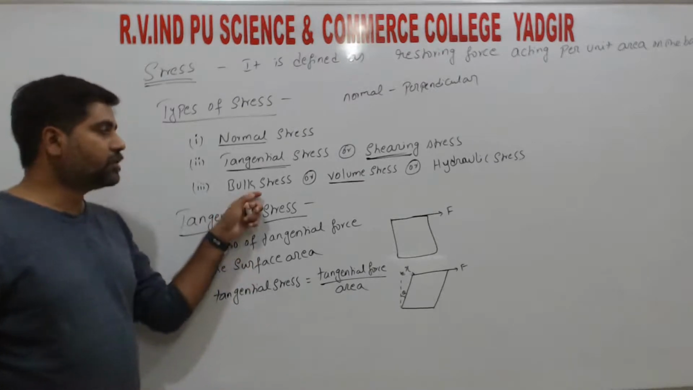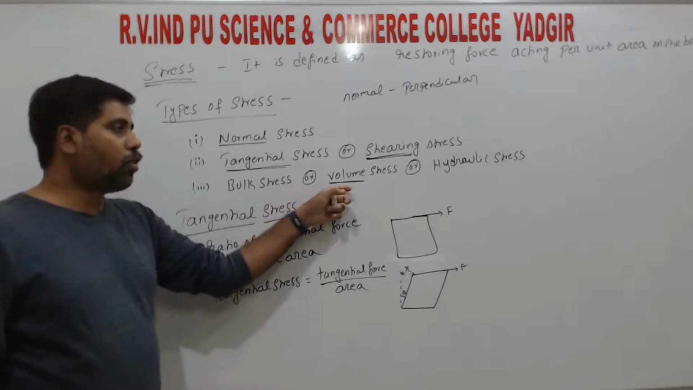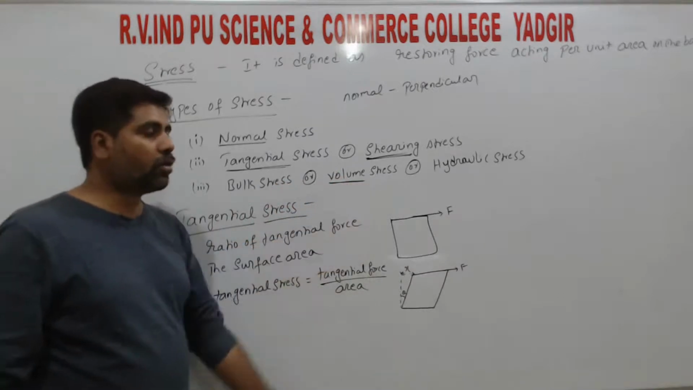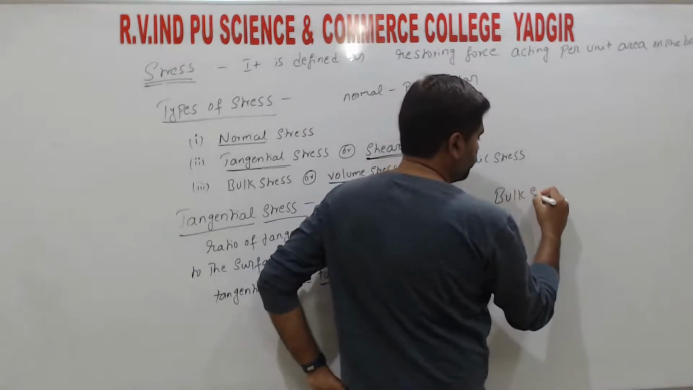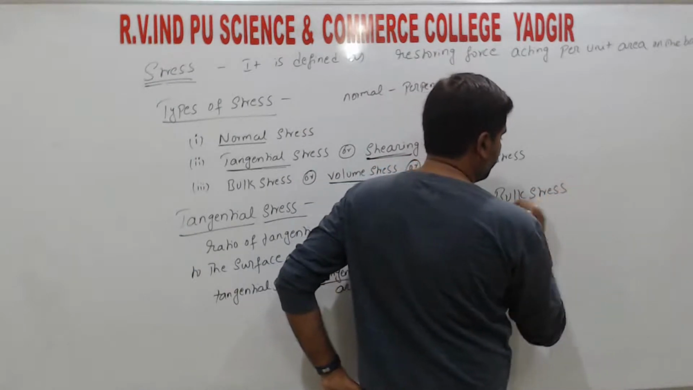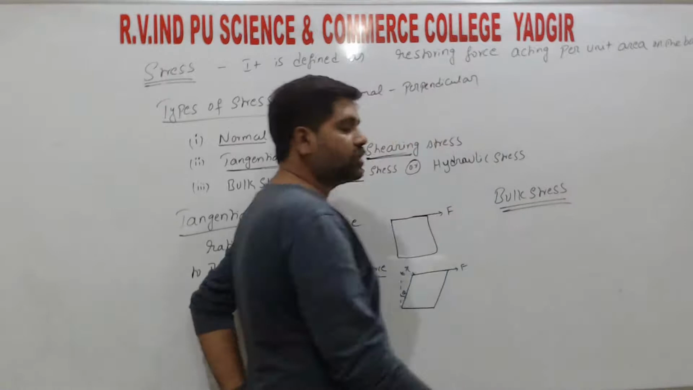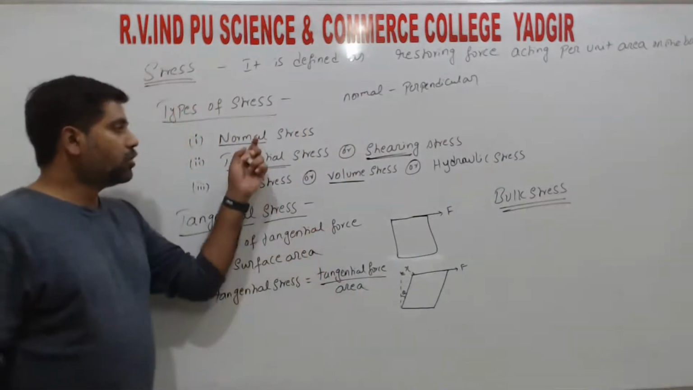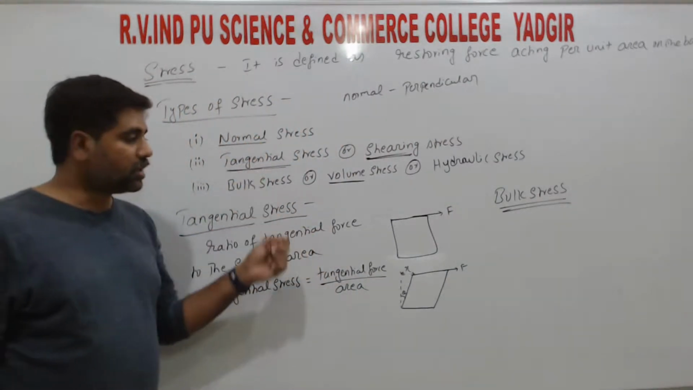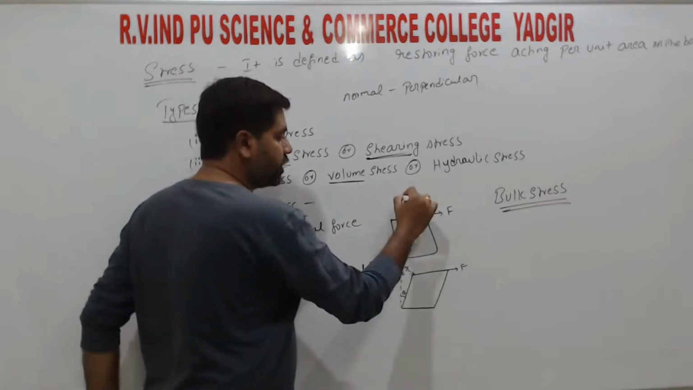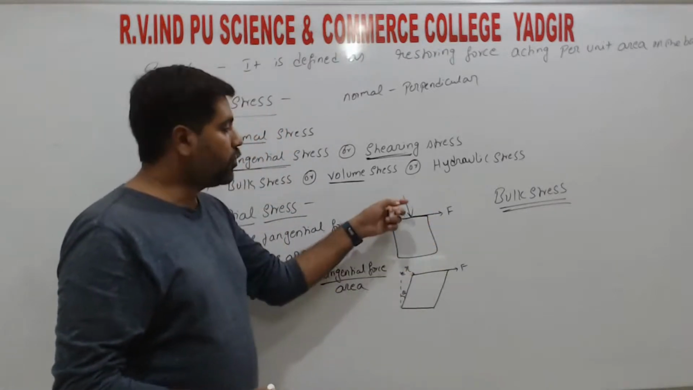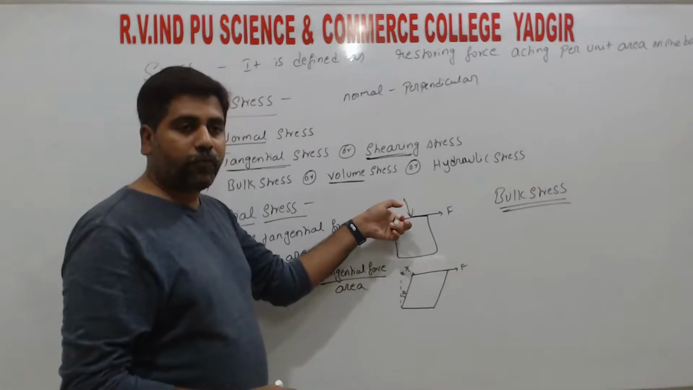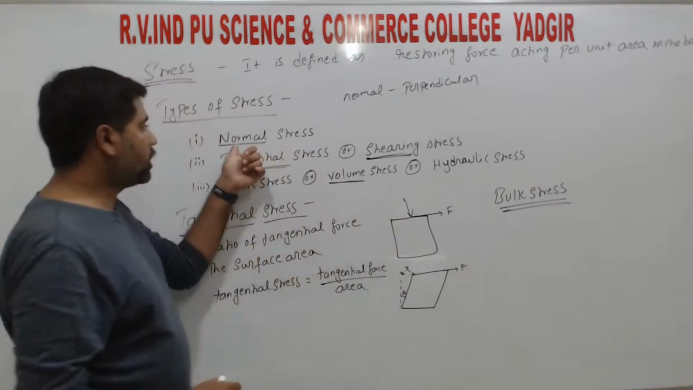So the next one is bulk stress, or volume stress, or hydraulic stress, right? So again this comes under the normal stress. In normal stress, what was happening? We were applying the force only to one surface, in only one direction. So that becomes the normal stress.